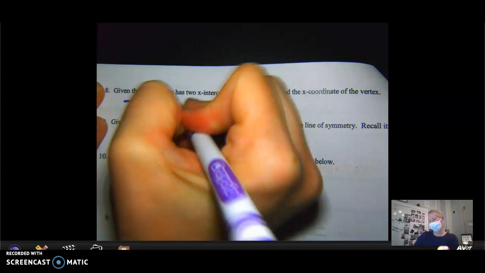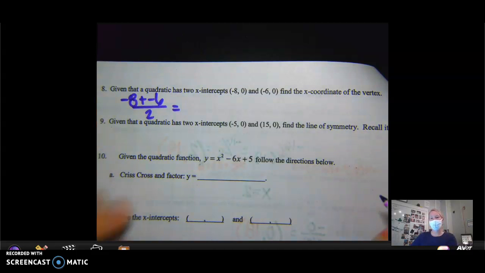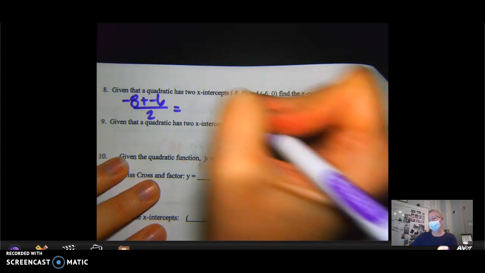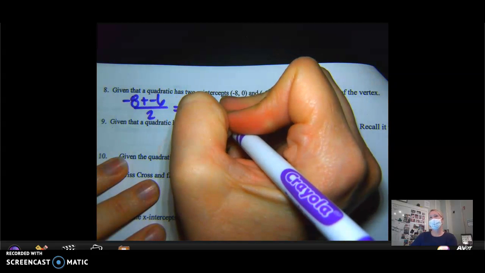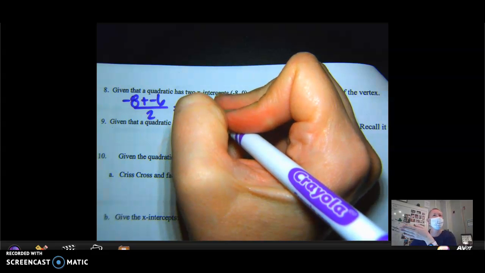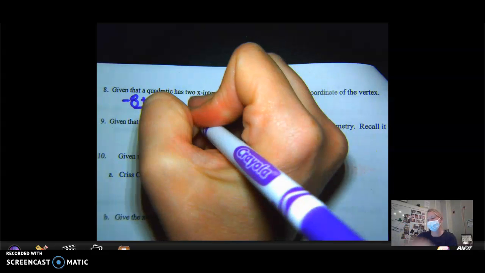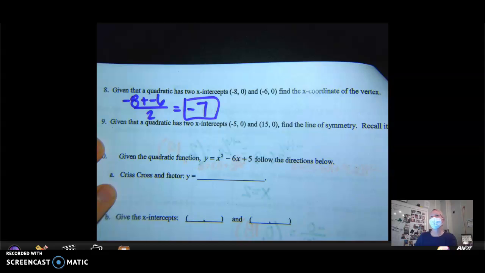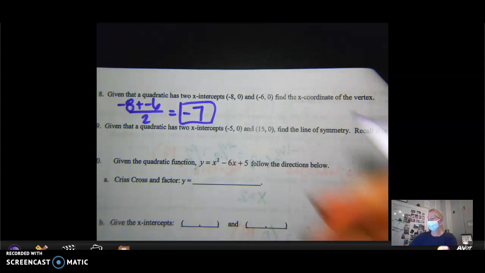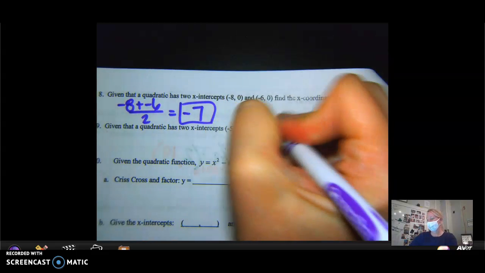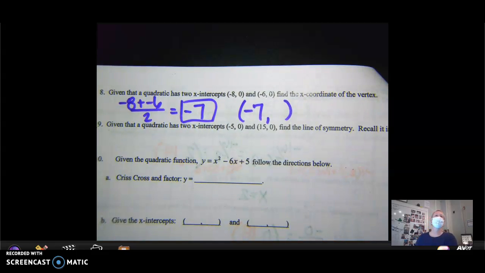Awesome, thank you. When I do that, what do I get? Guys, what's halfway in between negative 8 and negative 6? That's all you're doing. There's your answer. That's the x value of the coordinate. So if this was the vertex, that's your x value.